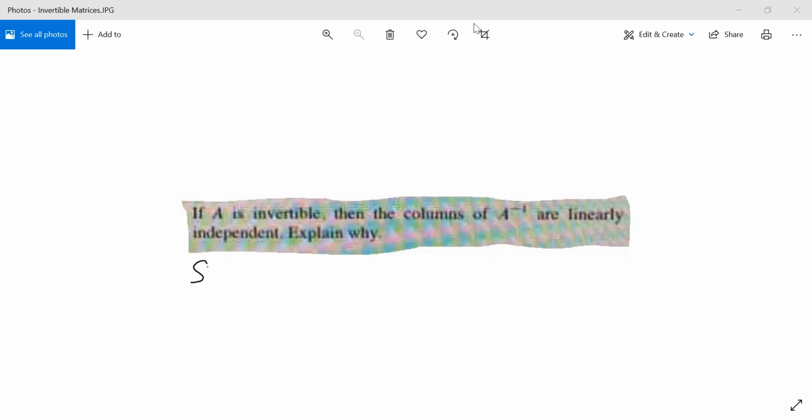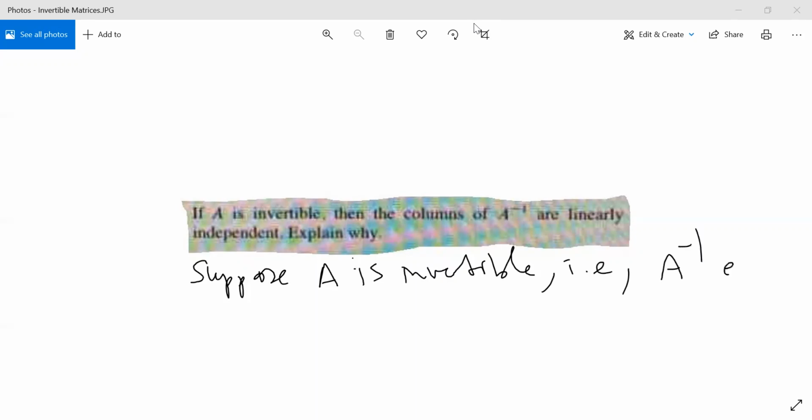I can say suppose A is invertible. So that will be, namely, this is equivalently saying that A inverse exists, right? So then by the invertible matrix theorem, IMT, the columns of A are linearly independent, right?